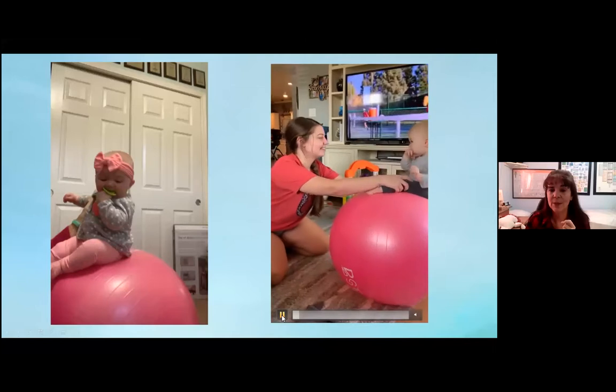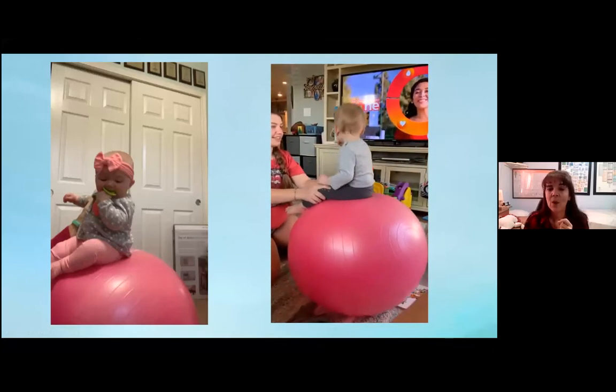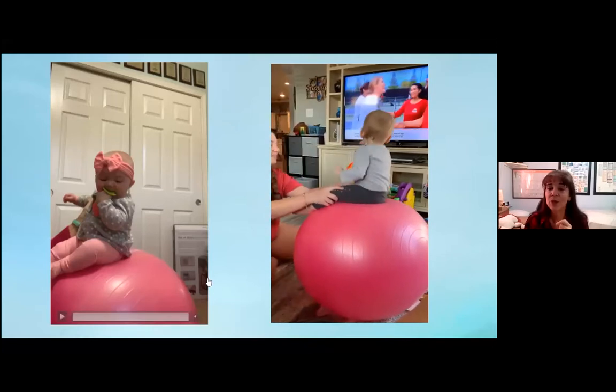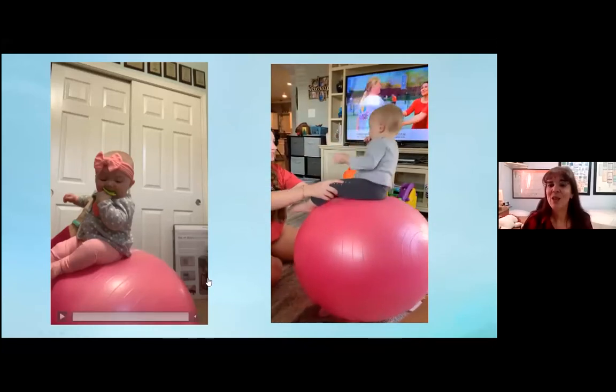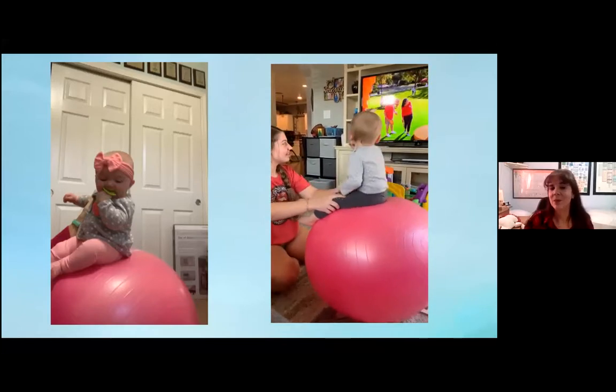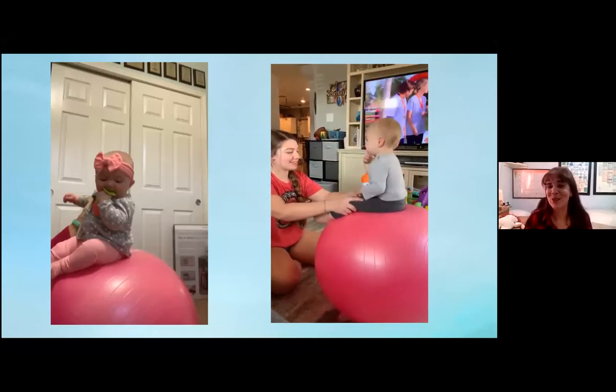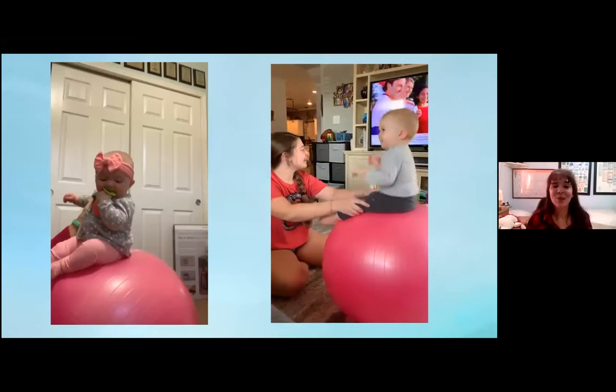I want to show you something again that I wanted to mention. When McKenna quits bouncing her, she tries to bounce herself, right? She loves to bounce on a ball. And one of her favorite activities when she sees Gigi is she'll go ball, ball, because she knows Gigi's going to put her on a ball.